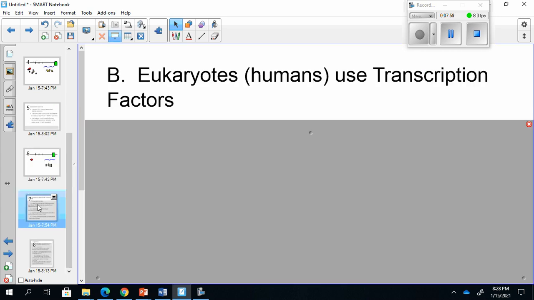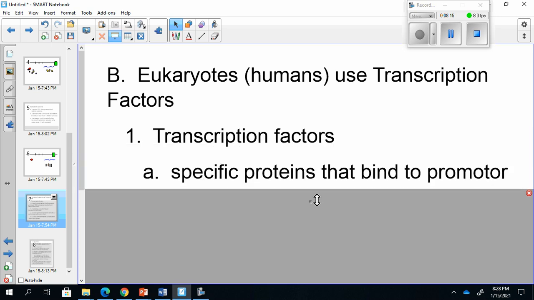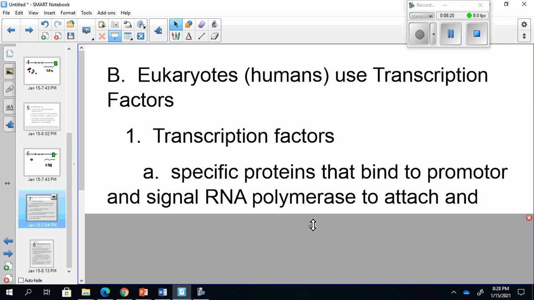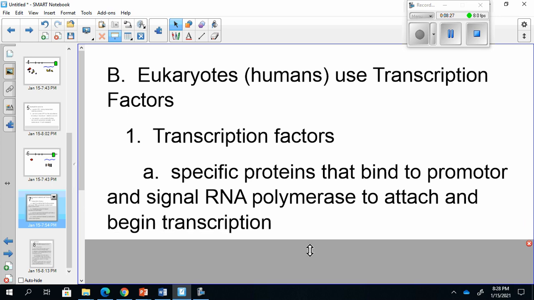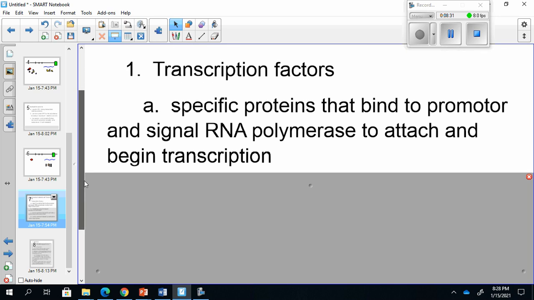All right, but in us, in humans, in eukaryotic cells, we do not use operons. We also do not have circular DNA. We have linear DNA. Remember, a bacteria has circular DNA. We use what are called transcription factors. Transcription factors are proteins. They're very specific. They each have their own shape, and they bind to the promoter, and they really do the job of calling in, like, hey, RNA polymerase, get over here. We need you to work. So the RNA polymerase attaches and does transcription wherever the transcription factor is.